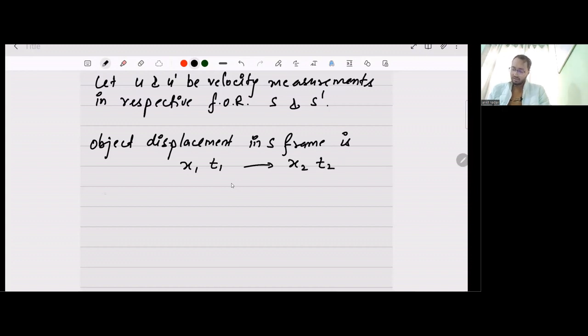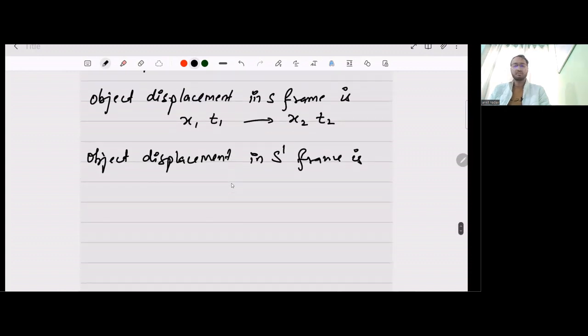ठीक है, in object displacement in S dash frame, S dash frame के अंदर अगर x1 dash at a time t1 dash से कहाँ पे x2 dash at a time t2 dash. Now अगर वेलोसिटी का मेजरमेंट हम देख रहे हैं, वेलोसिटी का ट्रांसफॉर्मेशन, ठीक है, वेलोसिटी क्या होती है, change in कितना डिस्प्लेसमेंट हुआ है with respect to time, कहाँ से कहाँ पे मूव किया है.